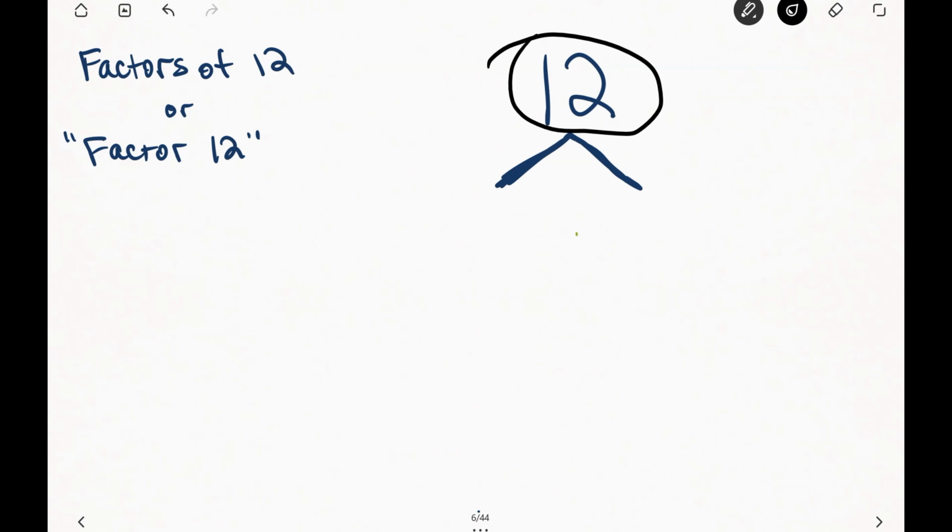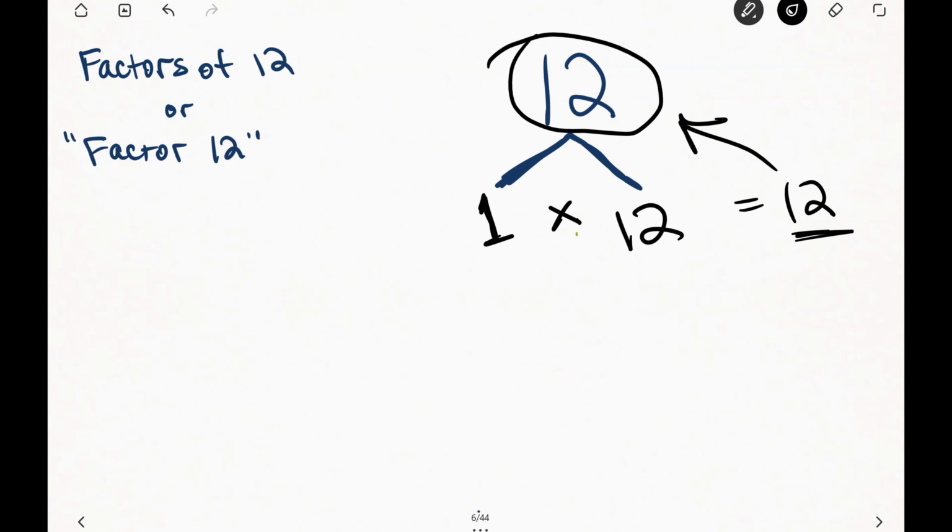So for example, if you want factors of 12, we're first going to start with 1. So 1 times what equals 12? Well, of course, 1 times 12 equals 12, because 1 times any number equals that number. Now we're going to go up to 2. You just go 1 and then you go 2. So 2 times what equals 12? Well, 2 times 6 equals 12.